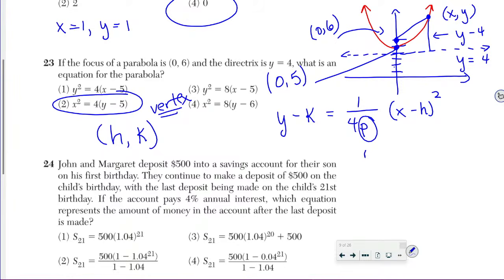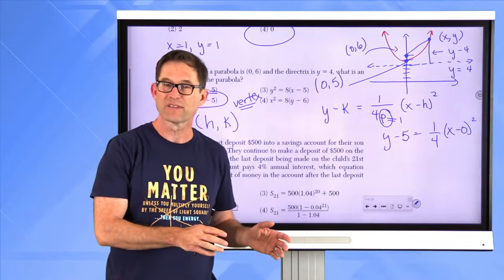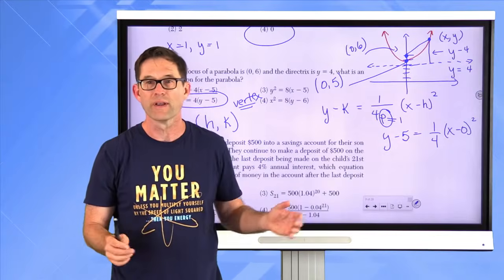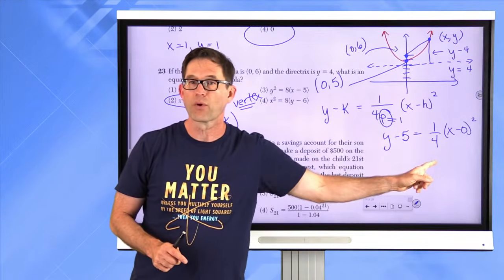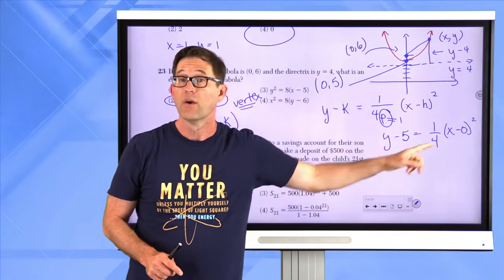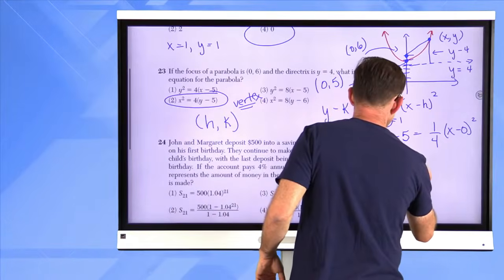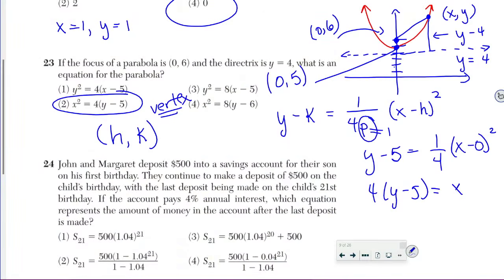So what do we end up having? We end up having y minus 5. Remember, p is equal to 1 in this case. So 1/4 times x minus 0 squared, right? y minus 5, because 5 is the vertex y coordinate, equals 1 over 4p times x minus 0, also the x coordinate of the vertex, squared. Now I can multiply both sides by 4, and that would give me 4 times y minus 5 is equal to x squared. Again, choice 2.